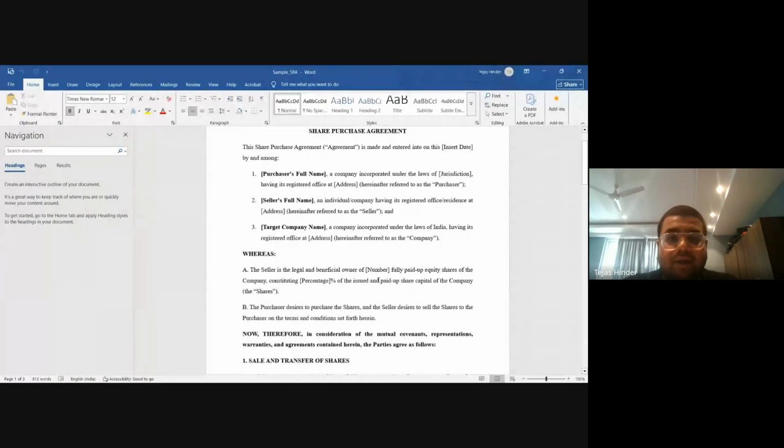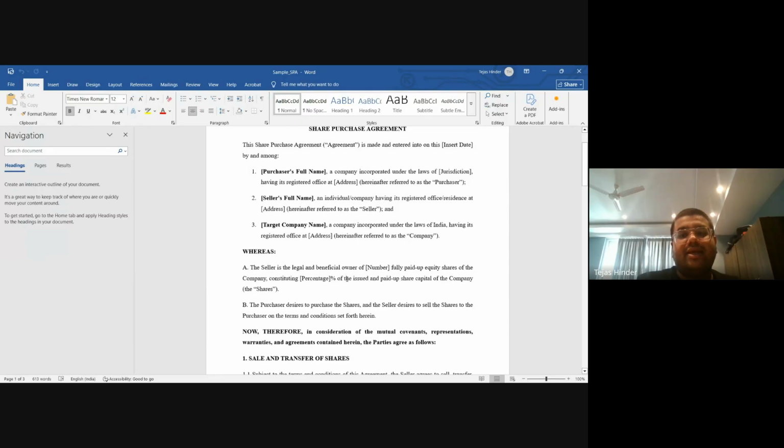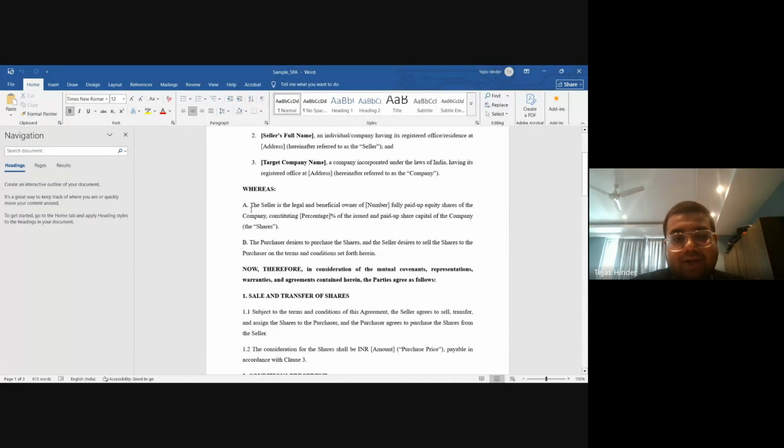So you can see the first part of the agreement, indicative of your purchaser's full name, your seller's full name, and your target company name, which is basically identification of the parties. Then if you look at A, you give full details of the shares and indicate the nature of those shares. You're giving the number of shares, the nature of the shares, which are paid up equity shares, and what percentage of the issued and paid up share capital they are of the company, and what exactly is the purpose of the agreement, which is for share purchase, highlighted in B.